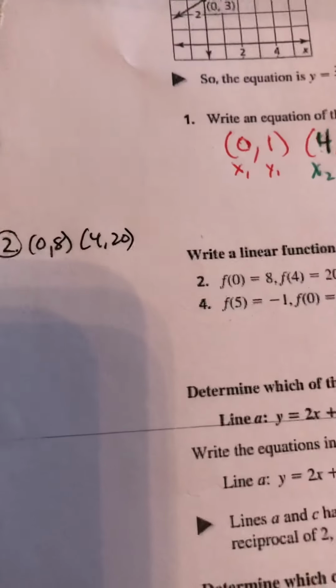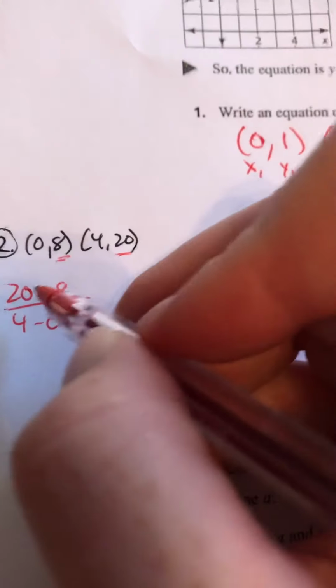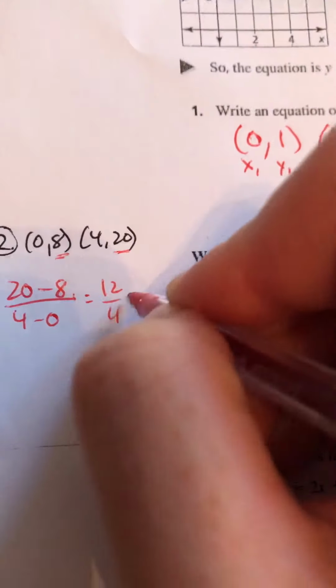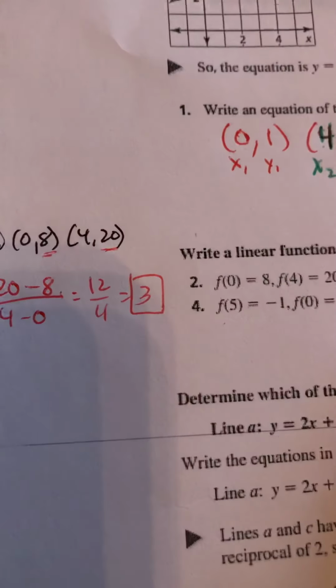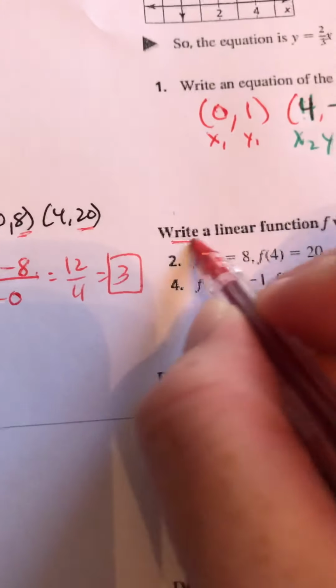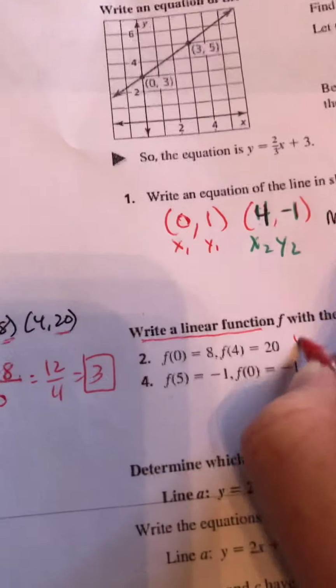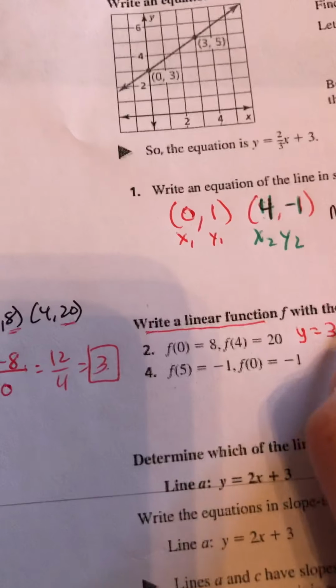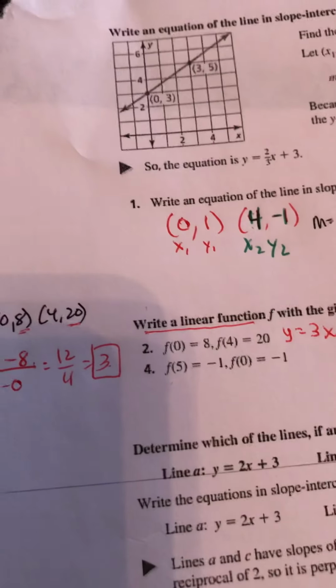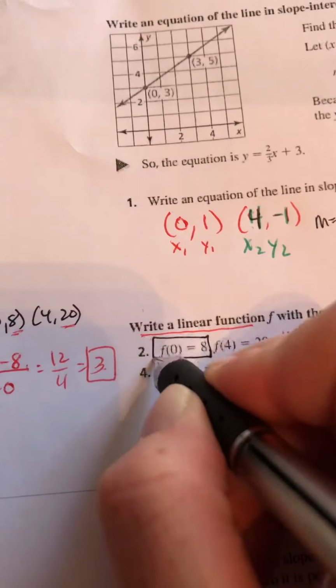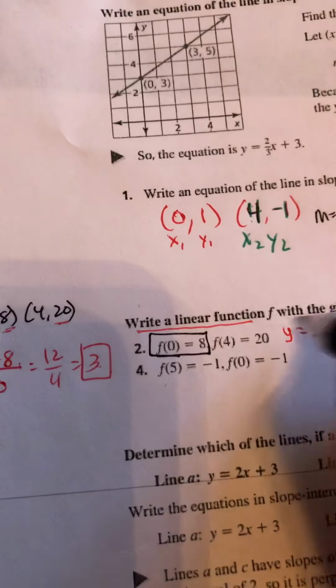So once it, well, I'll just stick with it right here. So I've got my y2s, so I'm going to do 20 minus 8 over 4 minus 0. So 20 minus 8 is 12 over 4 makes 3. And it says write a linear function, which means an equation. So I would say y equals, that's my slope, 3x. And then right here, do you see it? It tells me 0, 8. And so that's my y-intercept.